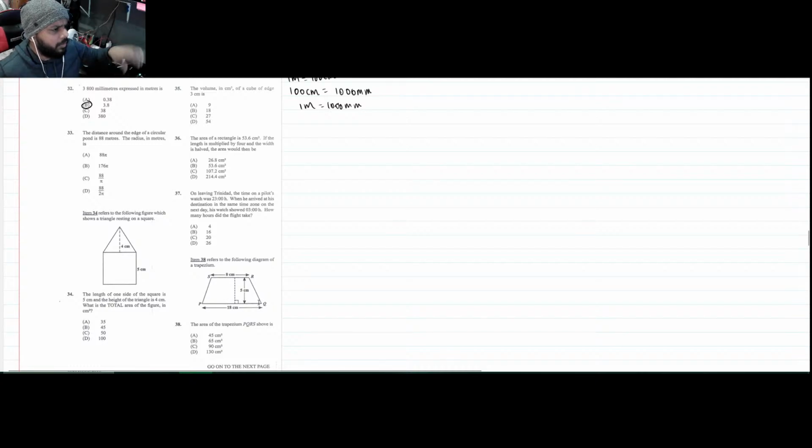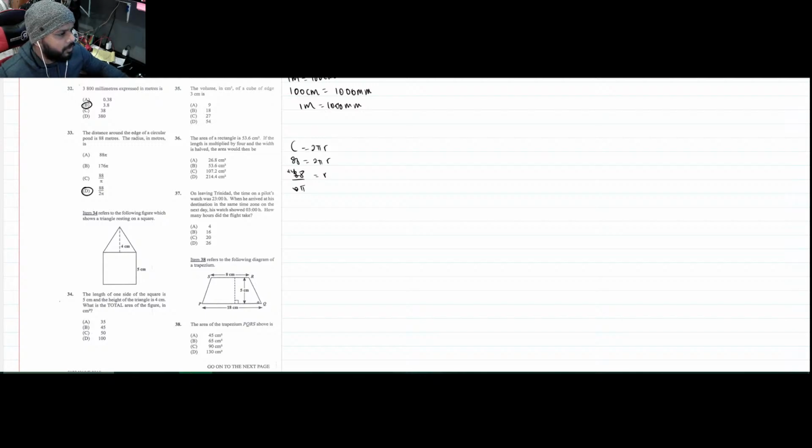The distance around the edge of a circular pond is 88. The radius in meters is, so circumference is 2 pi r. So 88 is equal to 2 pi r. 88 over 2 pi is equal to r. Bam bam, 44. Oh, we have it here, 88 over 2 pi. Cool.